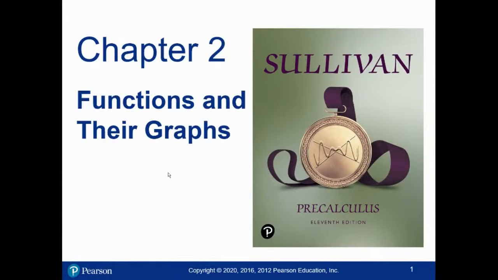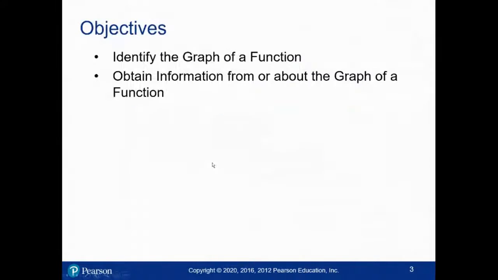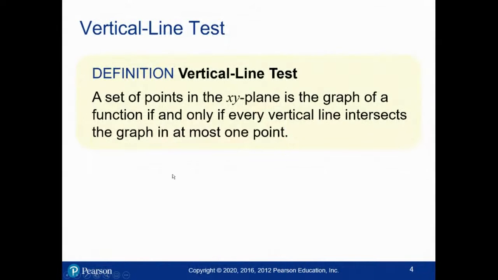So continuing through chapter 2, we're going into section 2.2, how to graph a function. Our objectives are pretty limited. Can I identify the graph of a function and extract some information from it? Okay. So the vertical line test.